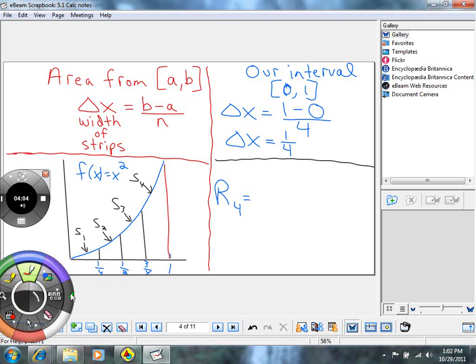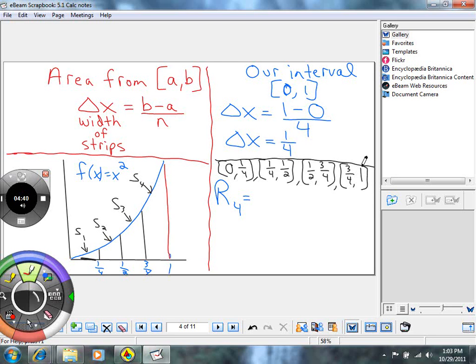So what I'm going to do is try to find the right endpoint. And what that means is that I'm going to pretend like my little rectangles are as tall as the right side of the interval. So let me go ahead and write my intervals. My intervals are 0 to 1/4. My next interval is 1/4 to 1/2. And then my next interval is 1/2 to 3/4. And then my next interval is 3/4 to 1.